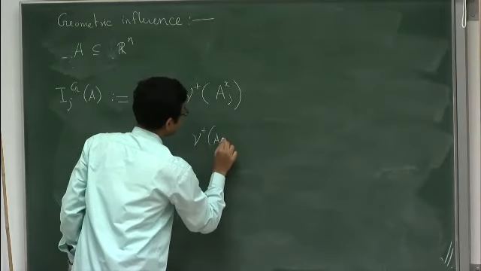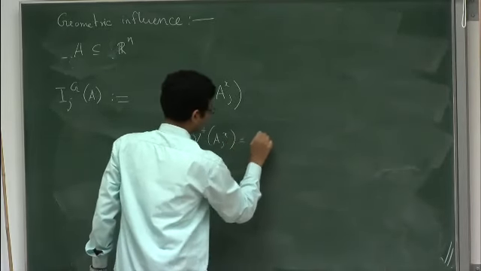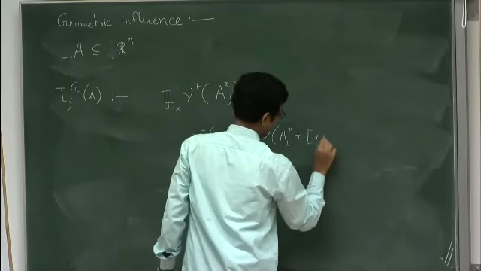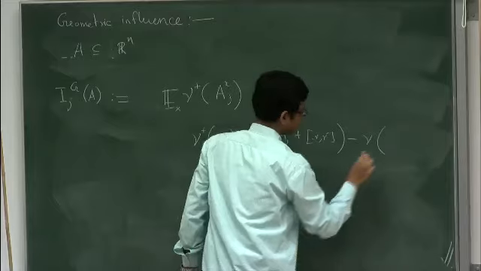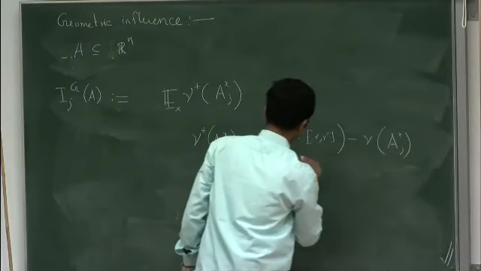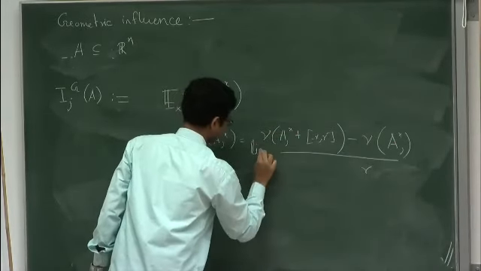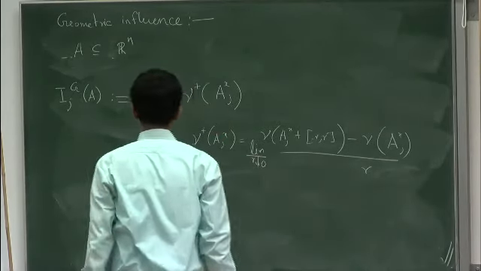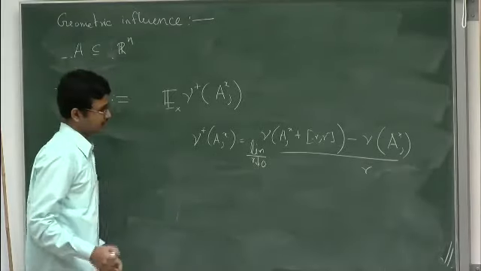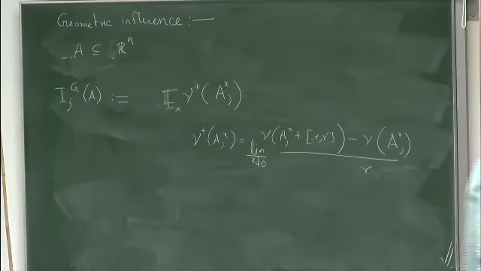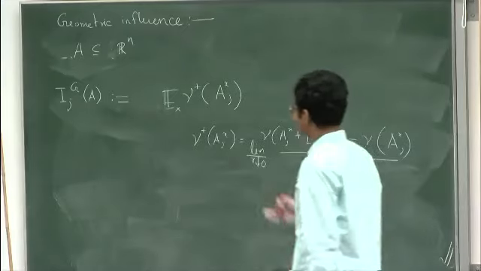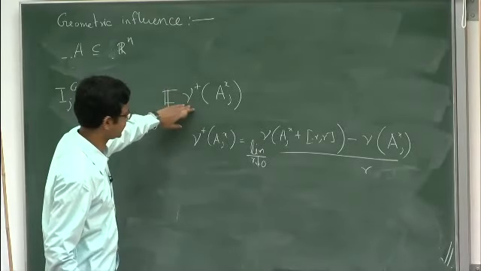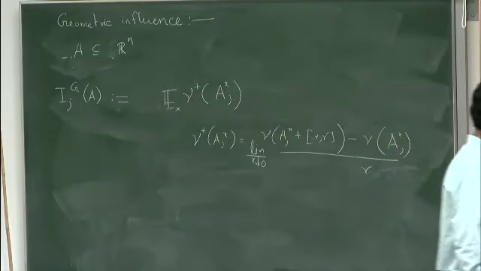So we inflate the set by r, subtract the measure of the original set, divide by r, and take the limit as r tends to 0. The limit may not exist, so we take a limit. Okay, so this is our geometric influence, and this doesn't make much sense if the measure nu doesn't have a density, so we always assume nu has a density.